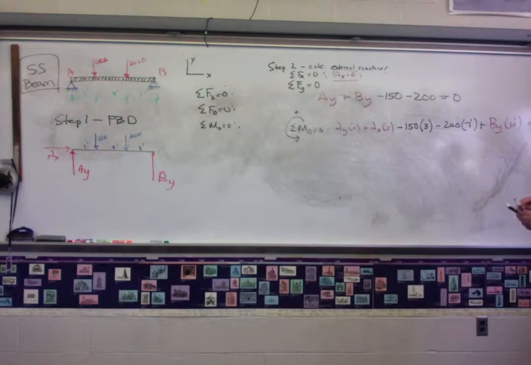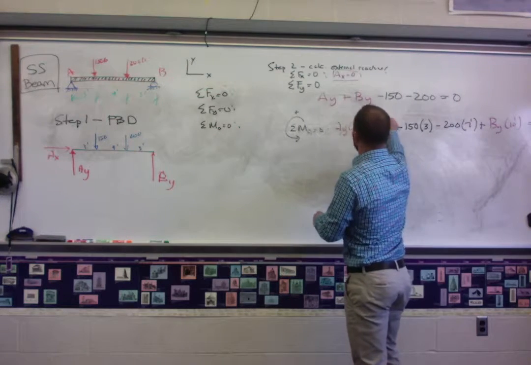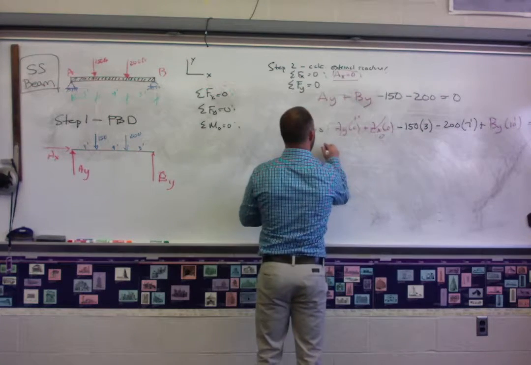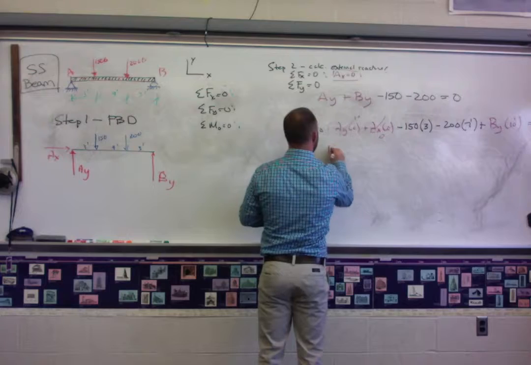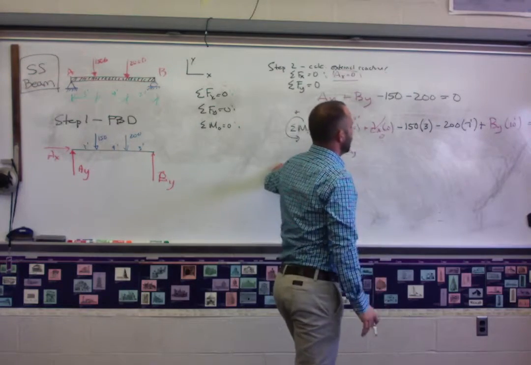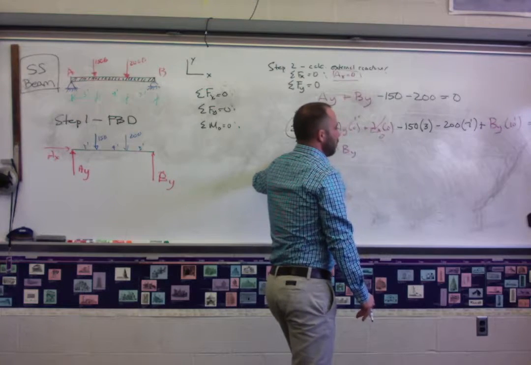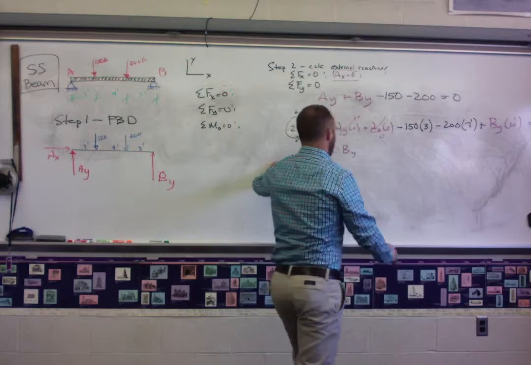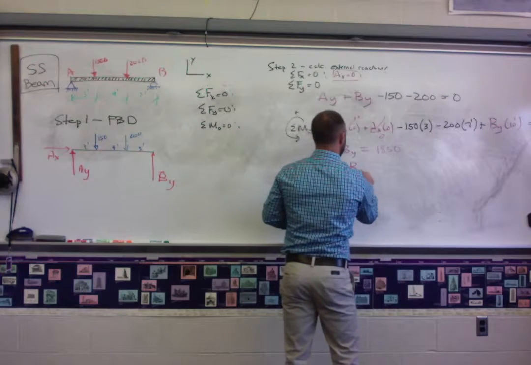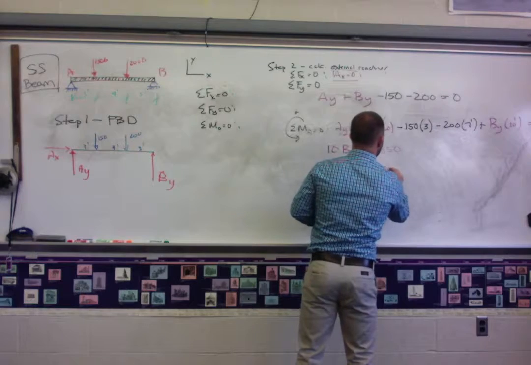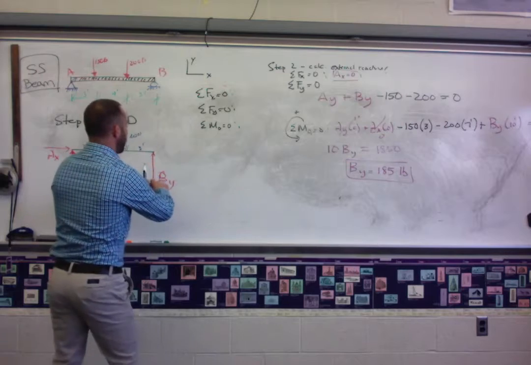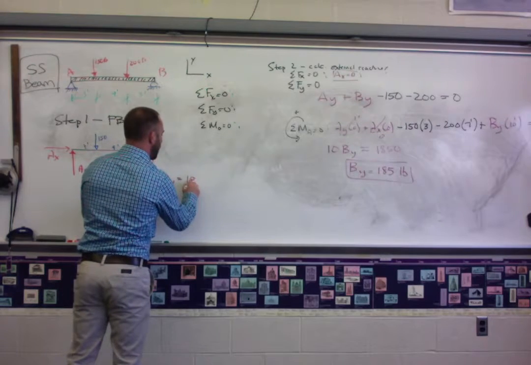How many unknowns in that problem? This goes to 0, this goes to 0, and that's what we're left with. We have 10 BY. I'm going to rewrite it, bring these two to the other side. So what is 450 plus 1400? It's 1850. So BY is equal to 185 pounds. So we just solved for BY. That's 185.